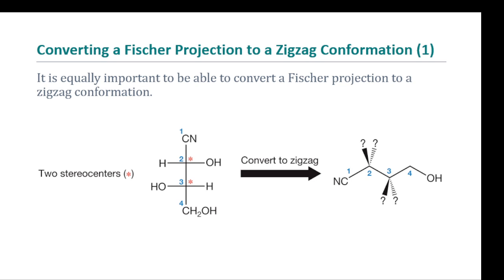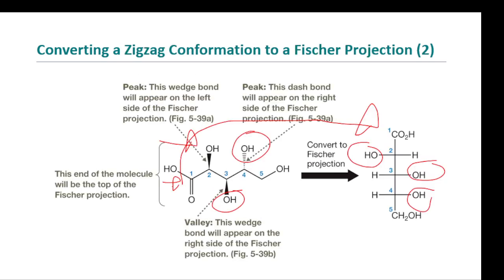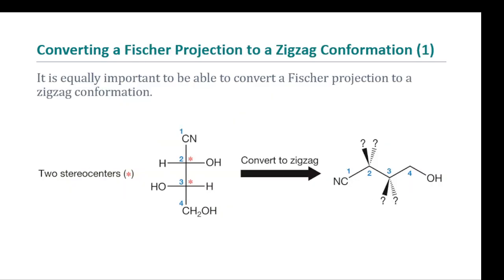Okay, so we actually have to go the other way as well. When we convert from a Fisher projection to a zigzag, we have to rotate it twice by 90 degrees, right? The first rotation you make is like so, so it's flat. And then the next rotation: remember that these currently would be coming out towards you, right?